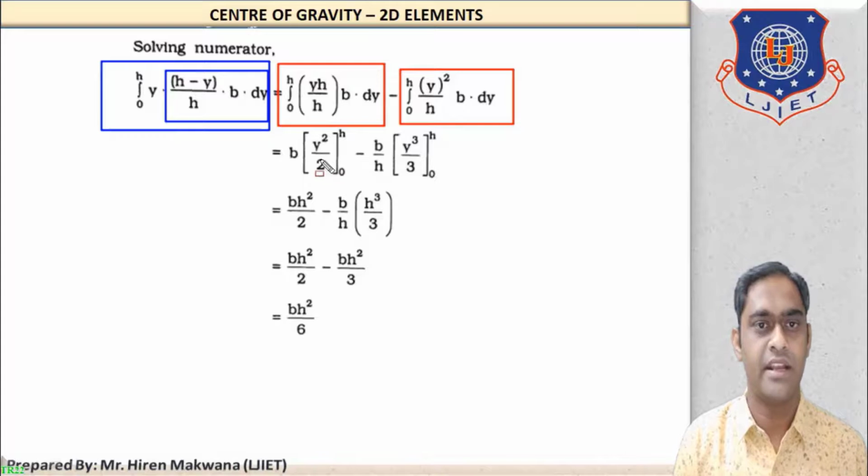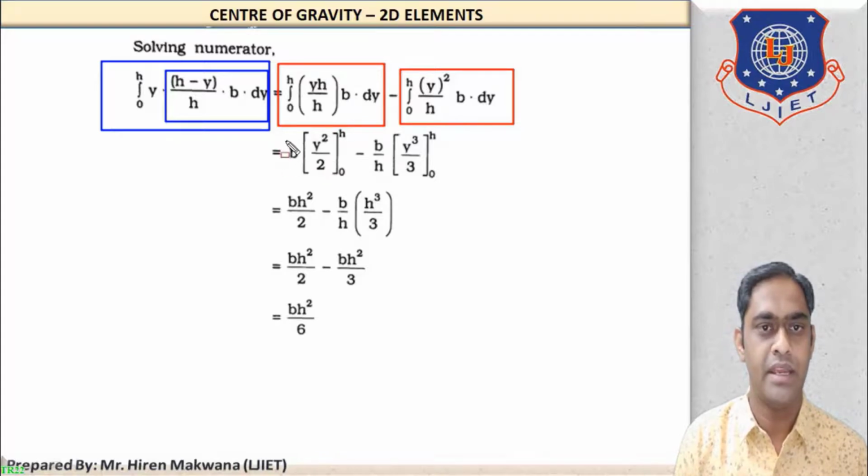Now let us start the integration. As I said, b is constant, so it is out. 0 to h is the limit of integration. What is the variable? Only y. So h will be cancelled out and integration of y will be y square by 2, limit 0 to h.